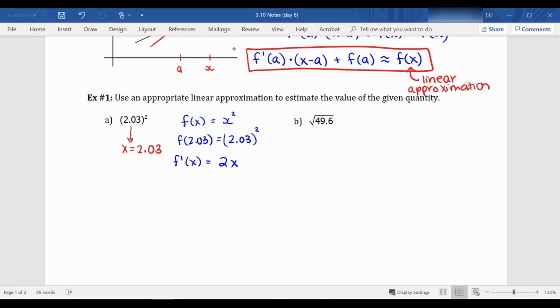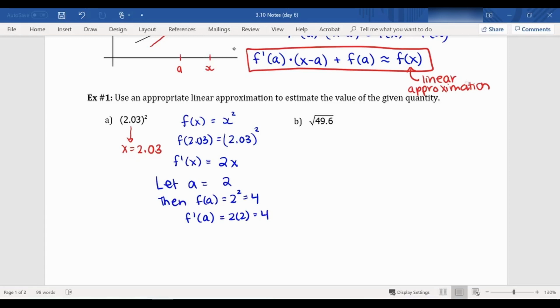So I need to pick an a value that's really, really close to 2.03, but I can easily square that, and I can easily do 2 times that. So I would pick an a value of 2. 2 is very, very close to 2.03. So I'm going to say, let a equal 2. Then f of a would be 2 squared, or 4. F prime of a would be 2 times 2, which is also 4.